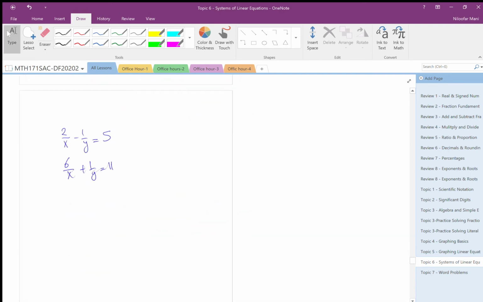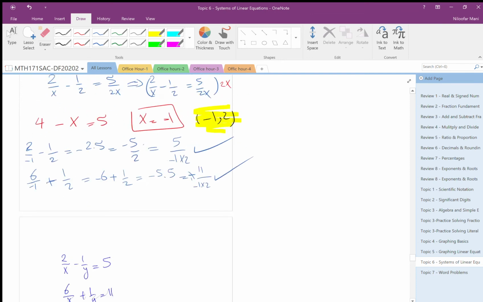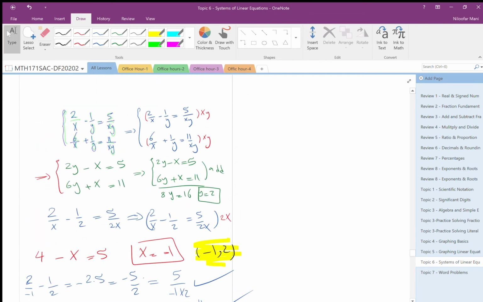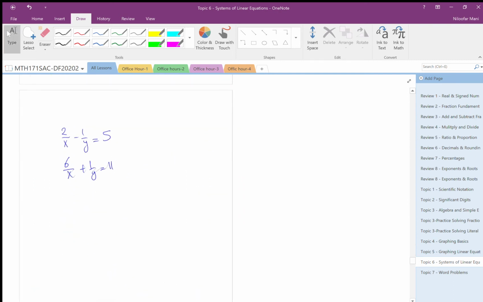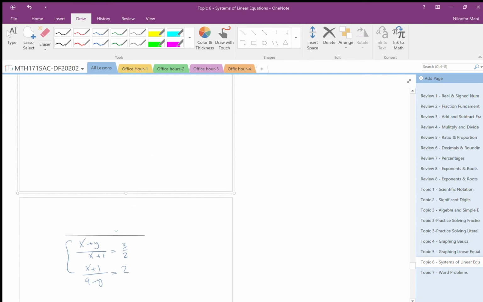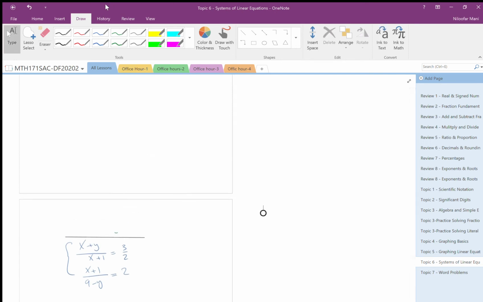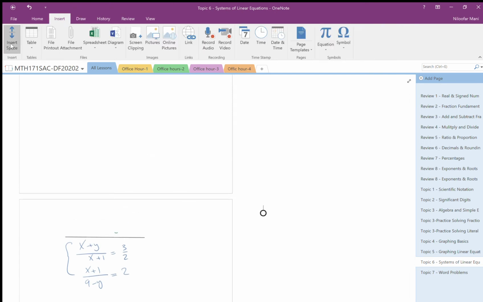Okay, so how about this one? This one is different. Why? Because in the first one I have xy in the denominator on the right side. Here I don't. Oh my goodness, so what should I do here? I can have three approaches here, and I want to talk about all of them. I insert some space.